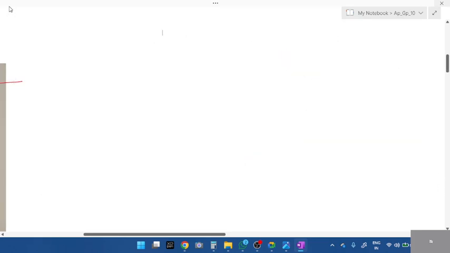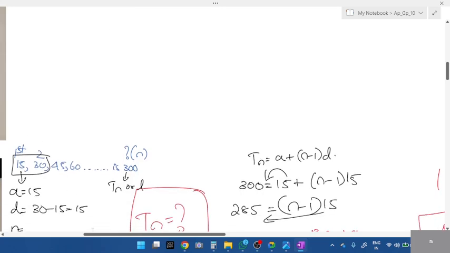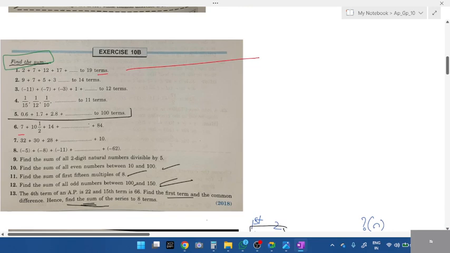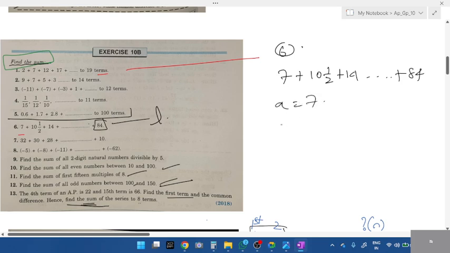Next. See, up to the fifth one, it's the same students. We'll do the sixth question. Look at the sixth one. 7 plus 10 and a half plus 14 plus up to 84. Is any term mentioned here? The word term is not mentioned. Therefore, what is this 84? 84 is L. A is equal to 7.